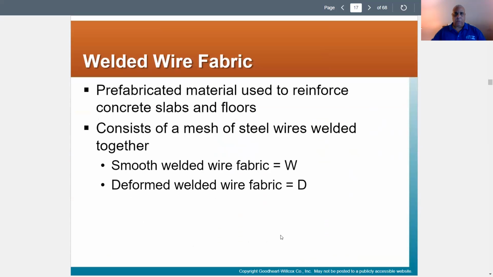Now, you have welded fire fabric, and that's basically prefabricated material used to reinforce concrete slabs and floors. It consists of a mesh of wires welded together. Smooth welded wire fabric equals W. Deformed welded wire fabric equals D. Again, deformed welded wire fabric equals D. Now, why am I saying this? Because you're going to see a lot of these symbols on plans and you need to know how to read your plans.